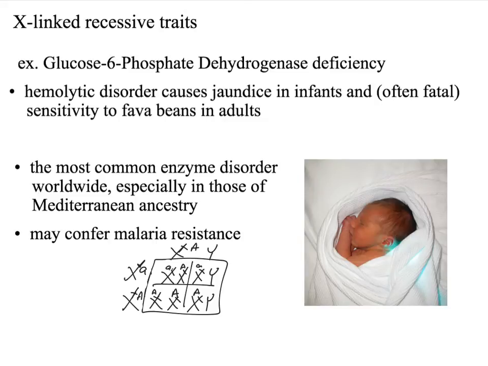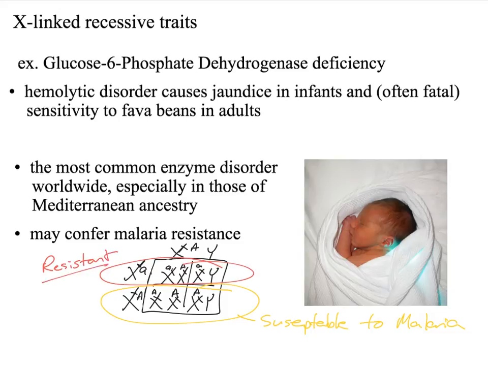And what happens is that these two individuals here are susceptible to malaria, all right, where these two individuals here are going to be, if they survive, resistant. And in places where historically malaria has been a problem, this is a big advantage. So it's a big enough advantage that the disease is still around. And it's still, in fact, the most common enzyme disorder worldwide.